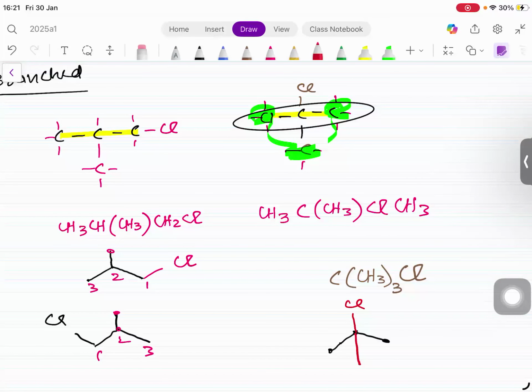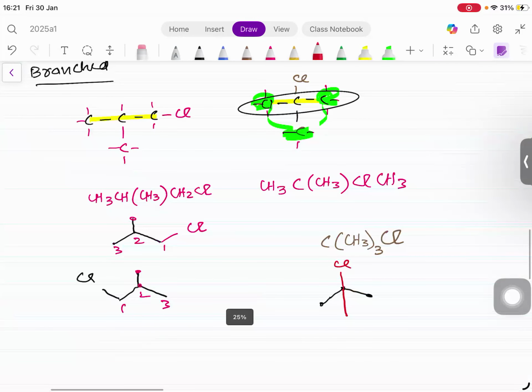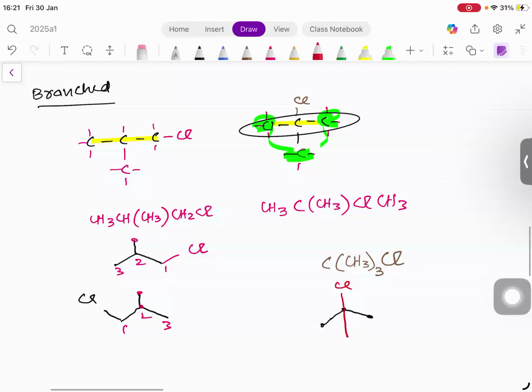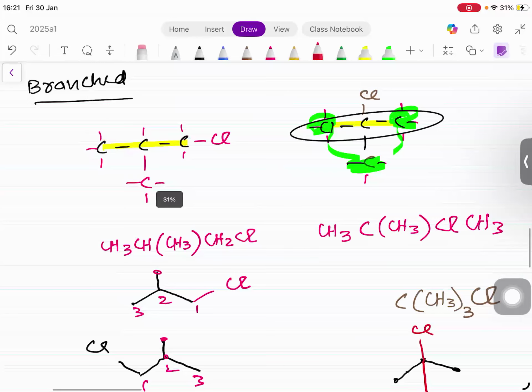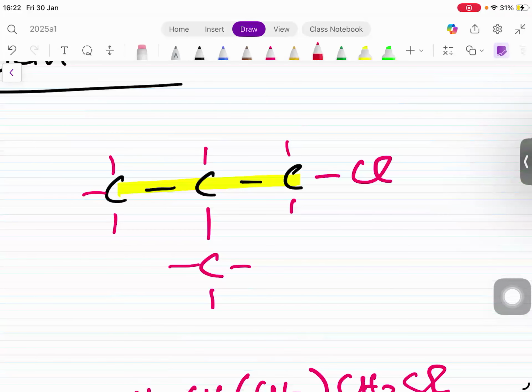Are you done? Yes, sir. Okay, next is the naming. Look at this. If I ask you to name this compound, the rules are the same. You have to select the longest chain. How many carbons in the chain? 1, 2, 3. And the chain name is propane.